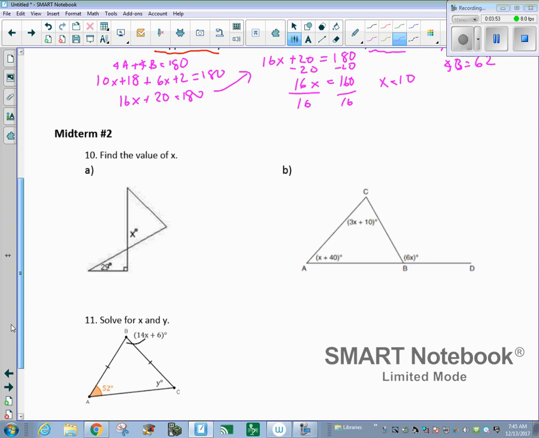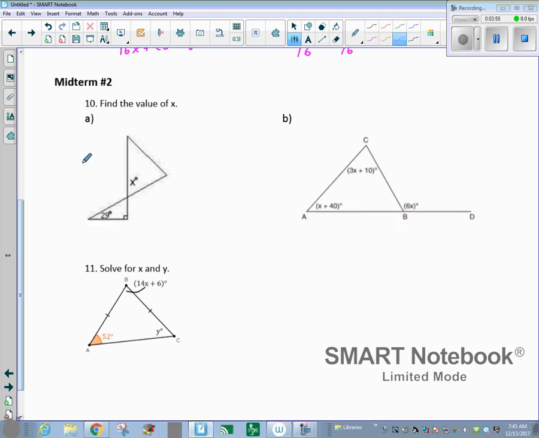Unit 2, then, we're moving on to midterm 2. Here are some things that we've got. We are trying to find the value of x in this one, and so we need to remember some other definitions. Well, I see that this one is angle x, and there's a vertical angle to angle x, so that these two angles are congruent to each other.